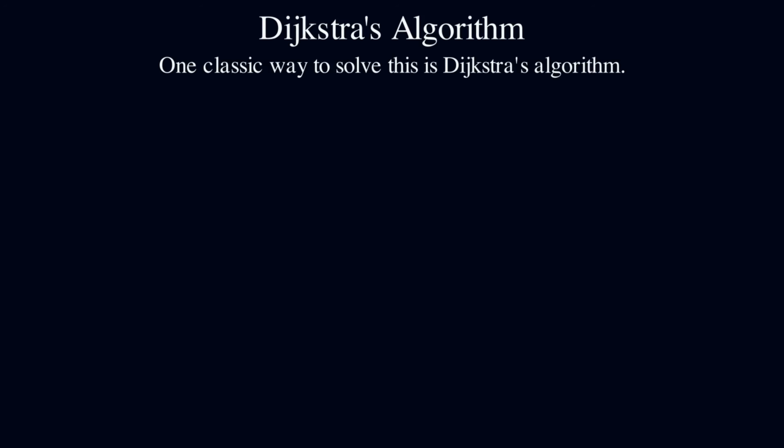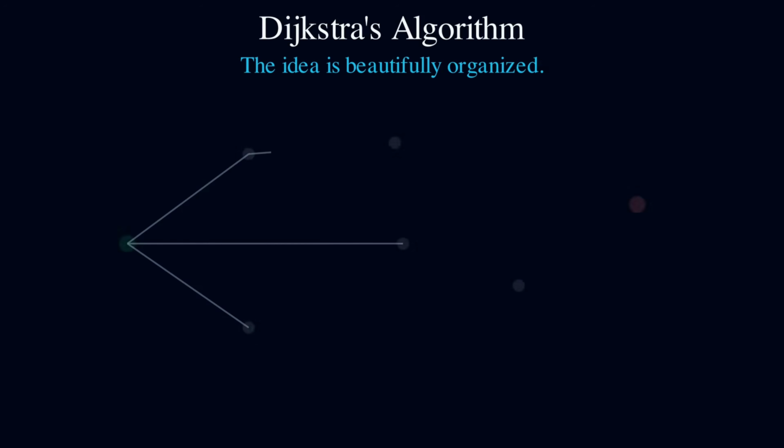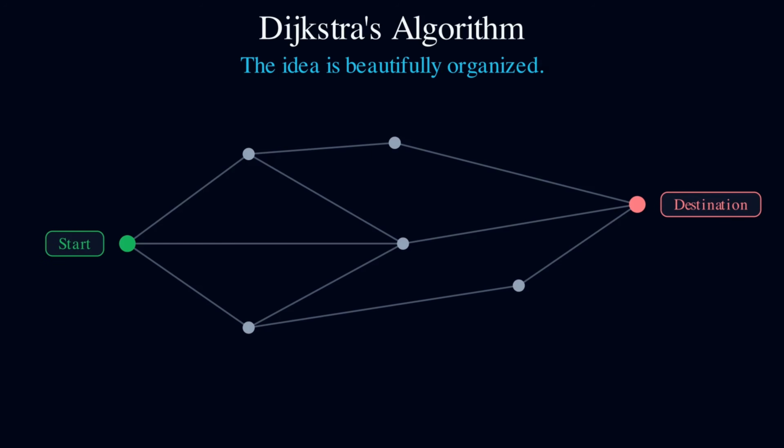Each intersection has a bunch of options, and each one of those options has another bunch of options. This continues to grow exponentially, and by the time your phone is done calculating all those options, you could have arrived at your destination even if you took the longest possible road. So, the algorithm needs to be smarter. One of the classic ways to solve this is called Dijkstra's algorithm. The idea is beautifully organized.